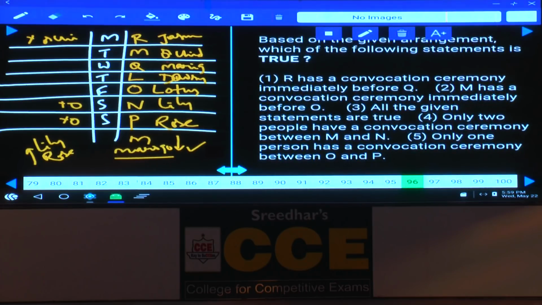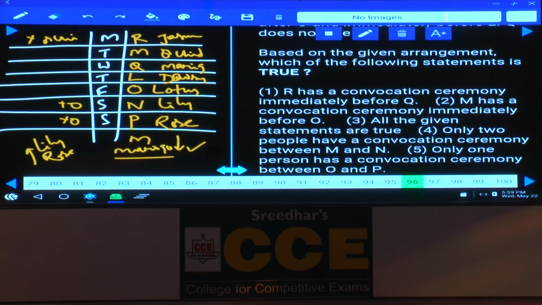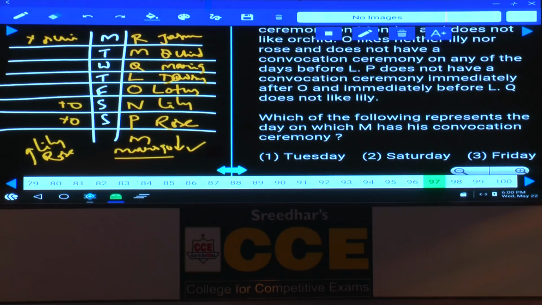Then question number 96. Based on the given arrangement, which of the following statements is true? R has a convocation ceremony immediately before Q, and M has a convocation ceremony immediately before O. Only two people have a convocation between M and N. Between M and N, there are three persons. One person has a convocation ceremony between O and P, definitely true, choice 5. And 97: which of the following represents the day on which M has his convocation?